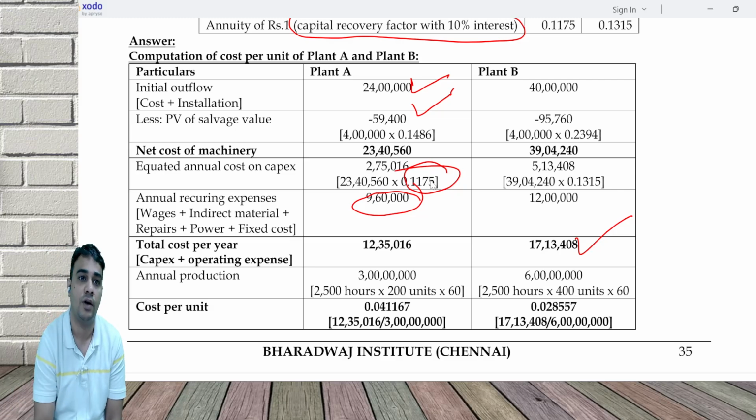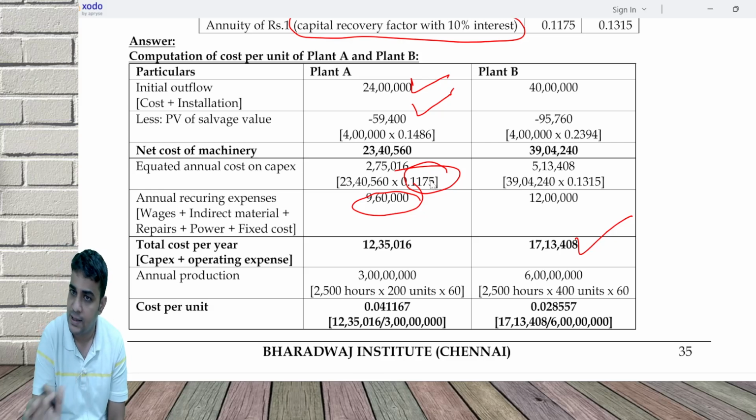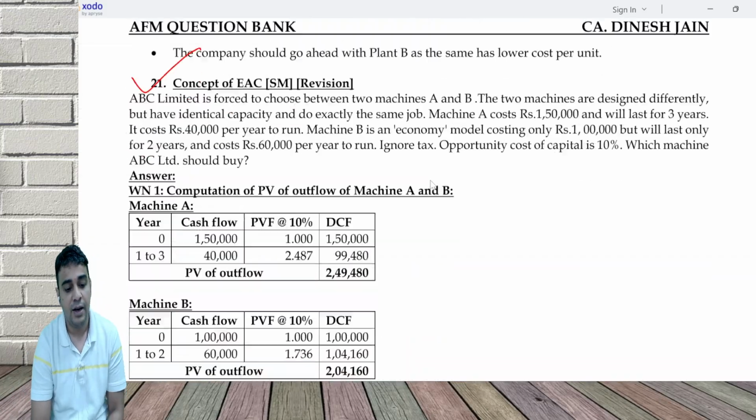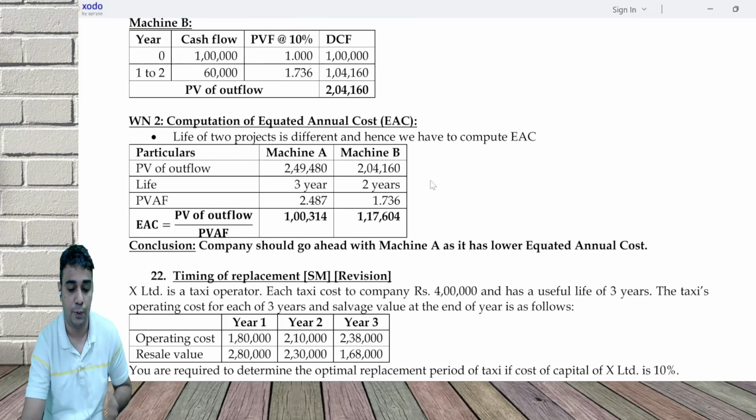What is the EAC you got? 12 lakh 35,016. If you understand this approach, okay. If you don't understand this approach, technically it is fine. The answer is going to remain the same. Now I'll be moving to the type 2 and type 3 questions. Go through question 22.